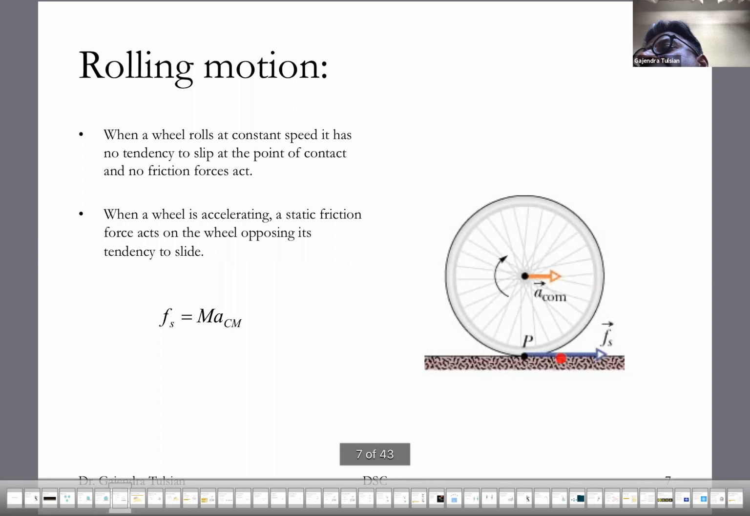For instance, if it was a perfectly smooth surface, imagine an iced pond and an iced wheel, you would never be able to accelerate. If your feet were perfectly smooth and you were on perfectly smooth ground, you wouldn't be able to walk and go anywhere. So you need friction to be propelled forward. It's the static friction force that accelerates your car, and the static friction force is equal to mass times the acceleration of the center of mass.